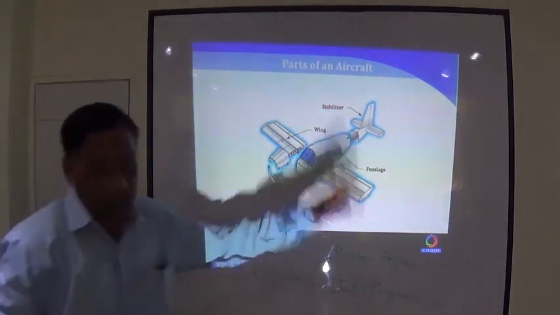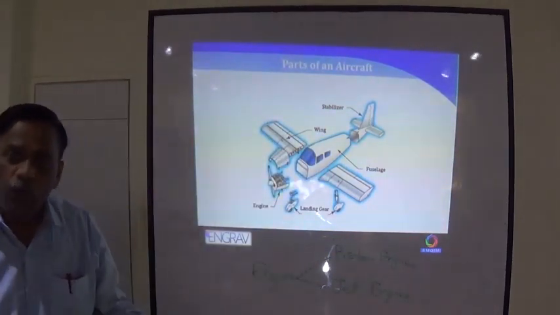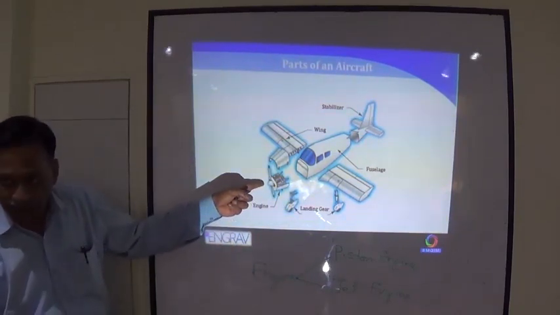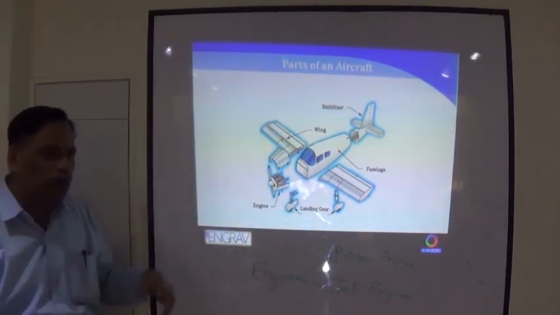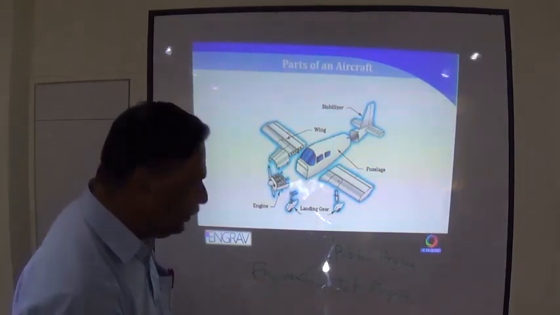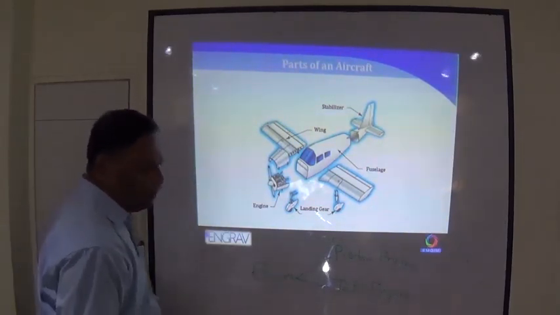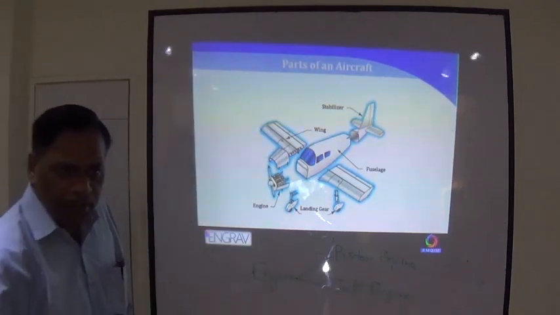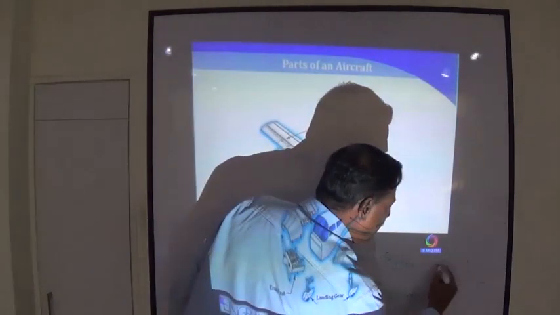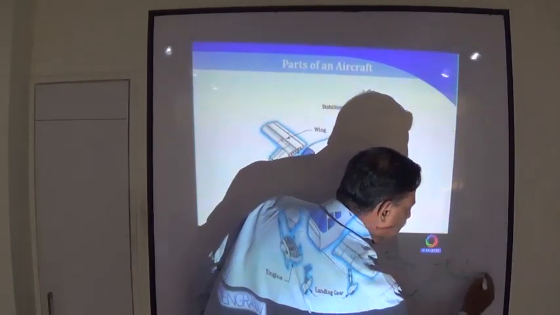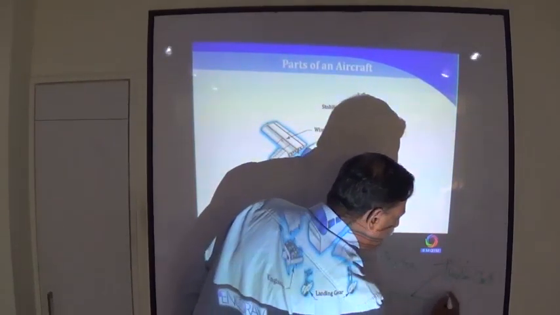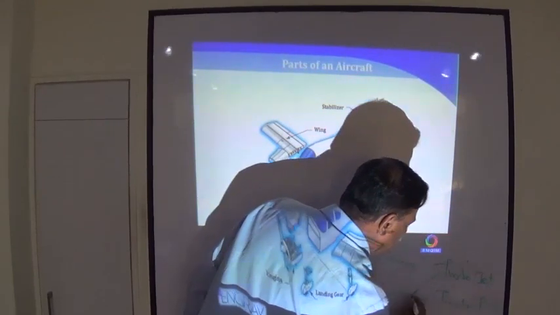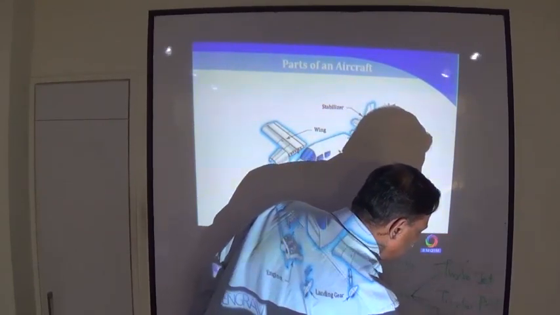Piston engine. Old, smaller aircraft had this piston engine, and most of the fuel used to be petrol. Now the bigger aircraft have jet engines. A jet engine can be a turbojet engine, or turboprop, or turbofan. Don't worry about it.